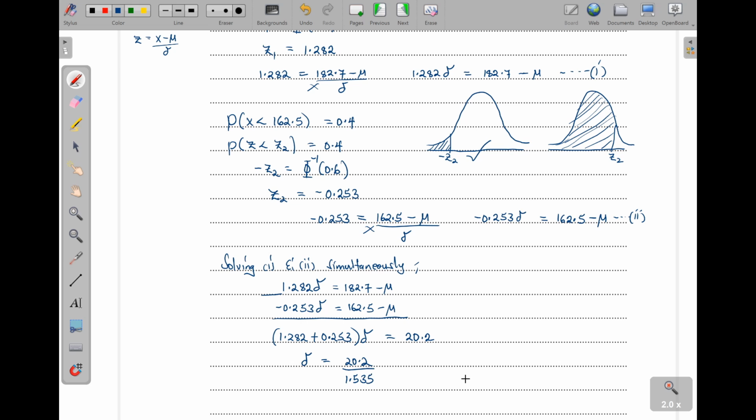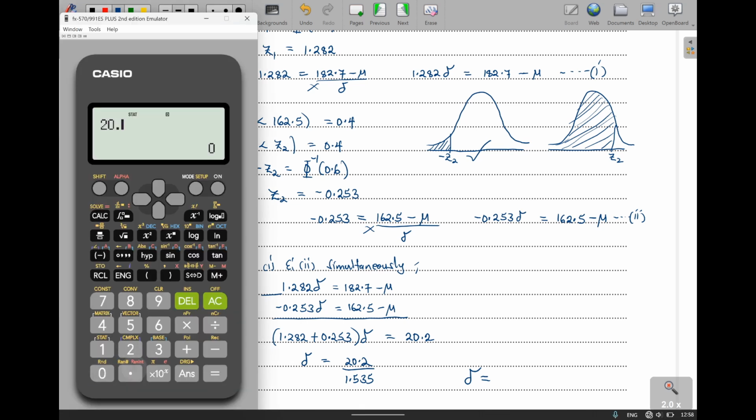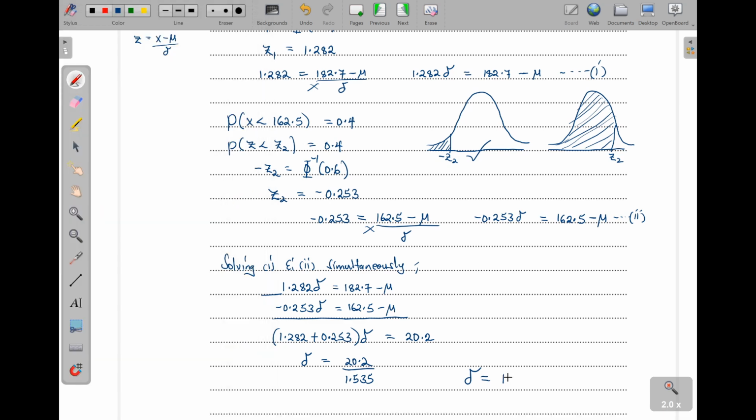Okay, so now what is the value of standard deviation to three significant figures when we put in the calculator? 20.2, then we divide by 1.535. That is 13.2 to three significant figures. 13.2, three significant figures.